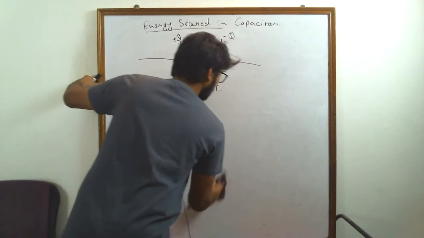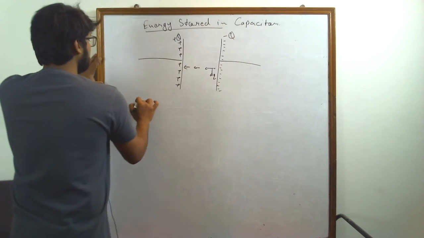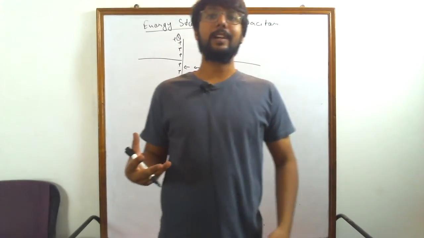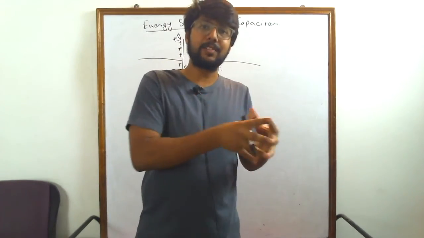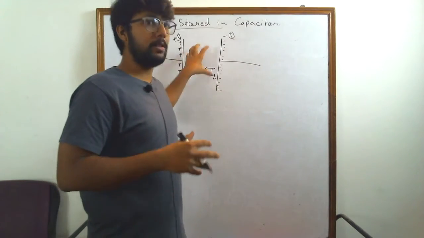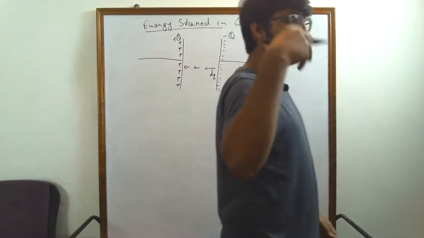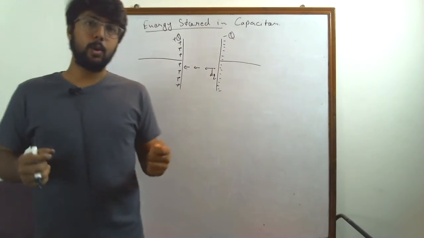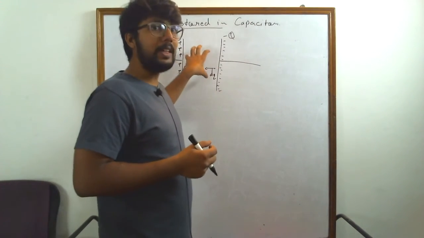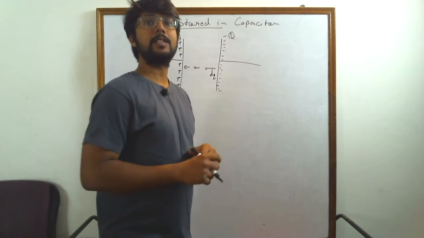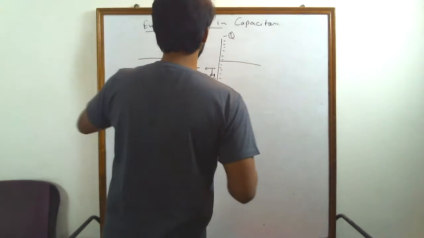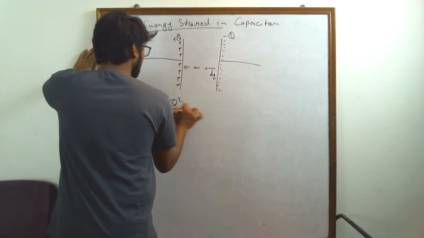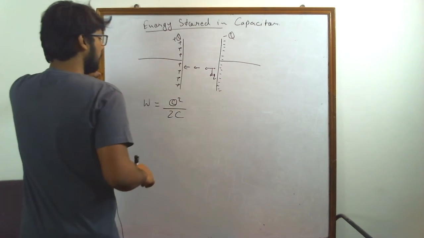Now again, from the same thing, this is the total work done. Now what are we working against? We are working against the electric field of the capacitor. So this energy, this potential energy, is getting stored where? It is getting stored in the electric field in between this capacitor. How do we find that out, and what is the value?